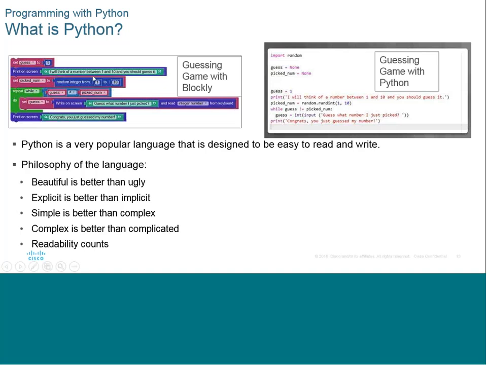In this workspace, you can see set guess to 1. Similarly, what we read here, guess is equal to none. Fixed number, this is again a variable is equal to none. Then guess is equal to 1. Print, I will think the number between 1 and 10. This is a small game. We are thinking one number, and the other person is telling you what is the number. So this is a program in Python, and here it is in Blockly.